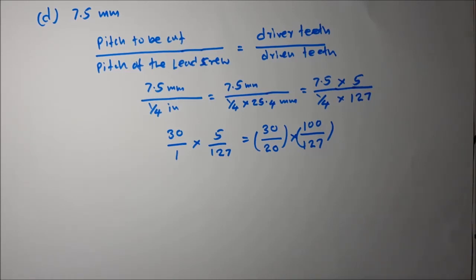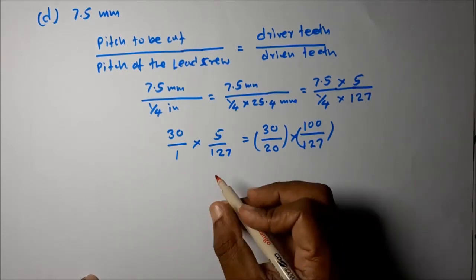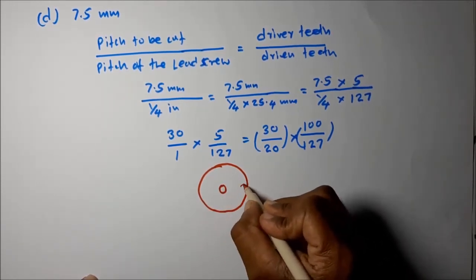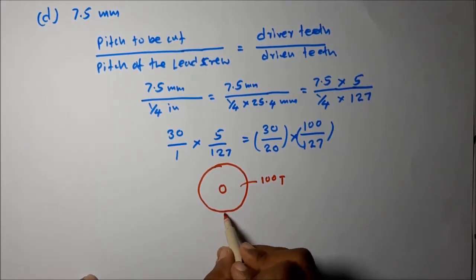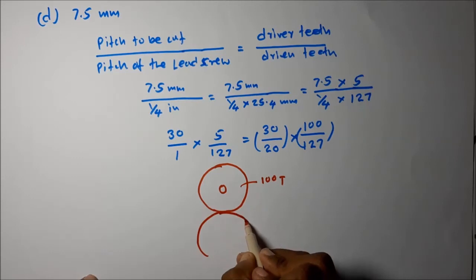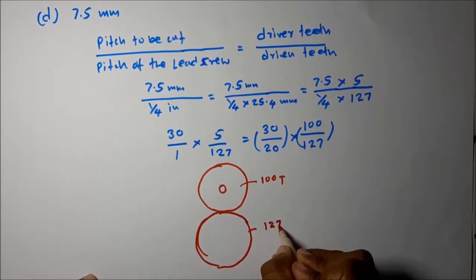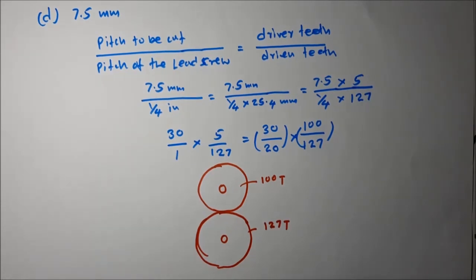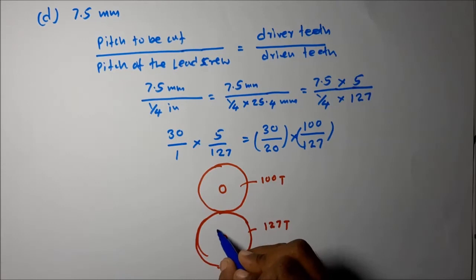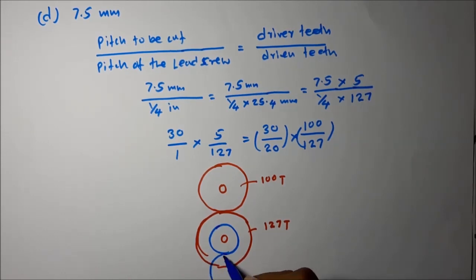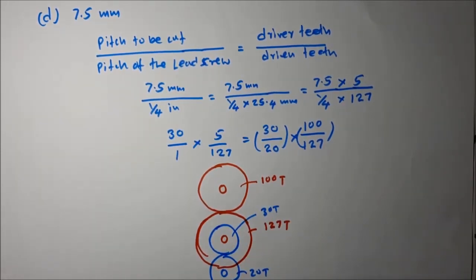Then if we draw the gear train, we can draw it in this way. 100 teeth for the spindle shaft. Then the 127 is meshing with this one. It is a little bit larger than this 100 teeth, a 127 teeth gear wheel. Then the compound gear train we are using, 30 to 20. This is the 30 teeth gear wheel, and this is the smaller gear wheel, 20 teeth. Here is the compound gear train we can use to cut this.